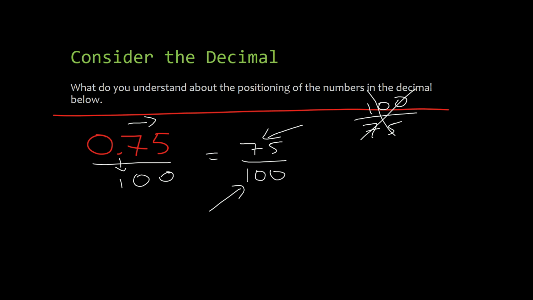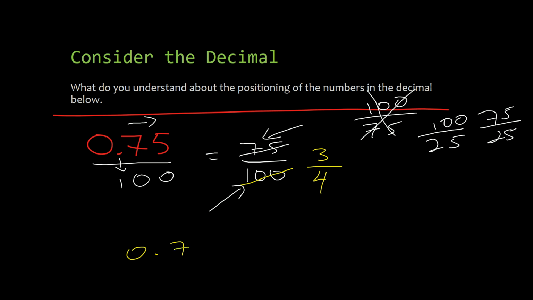I know, however, 25 could divide 100. And I know that 25 can also divide 75. So if I say 75 divided by 25, what I would get is an answer of 3. And 100 divided by 25, I would get an answer of 4. And notice 0.75 is equal to the fraction 3 on 4.